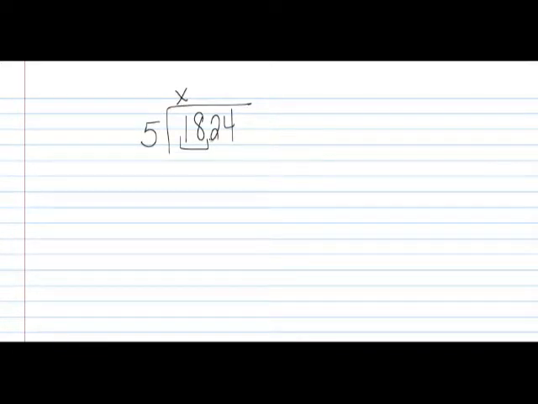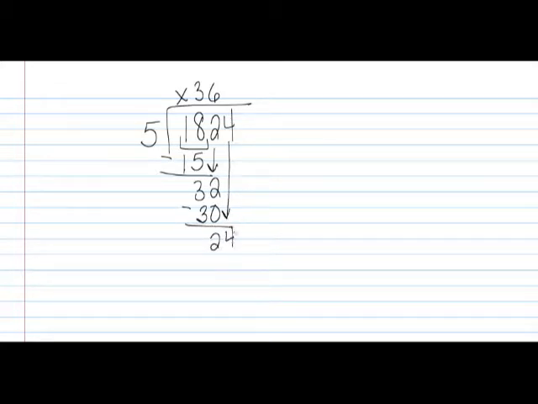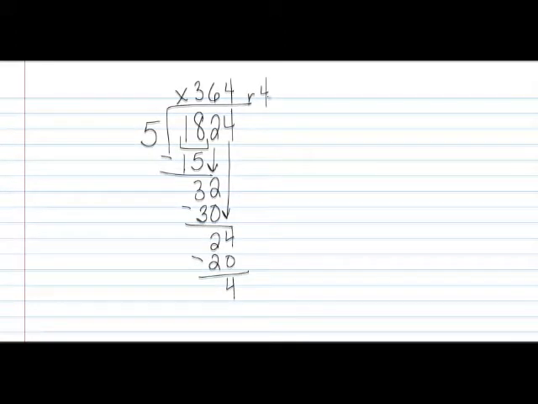So 18 divided by 5 would be 3. 3 times 5 is 15. We would subtract and bring down. 32 divided by 5 would be 6. 6 times 5 is 30. We subtract and bring down. 24 divided by 5 is 4. 4 times 5 is 20. We subtract and we have a remainder of 4.